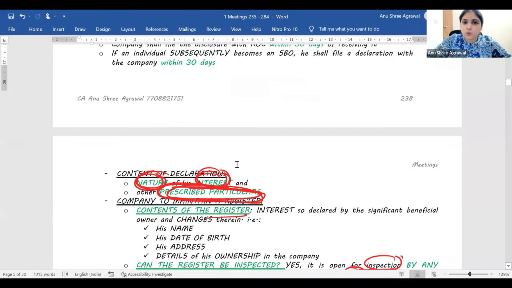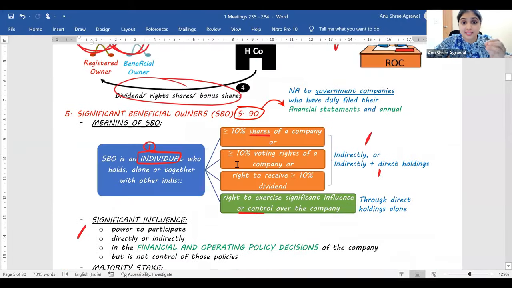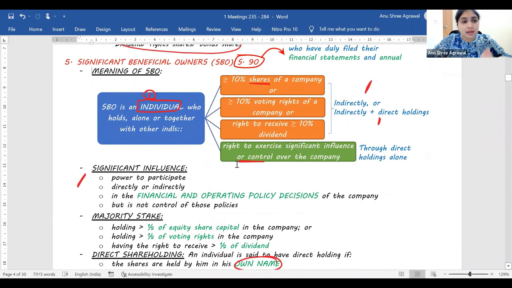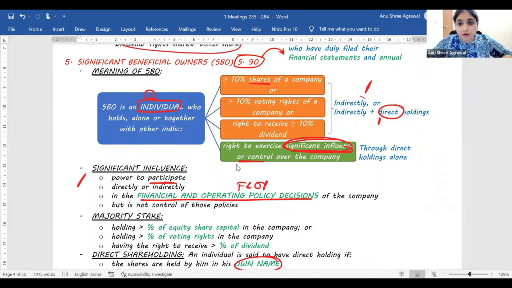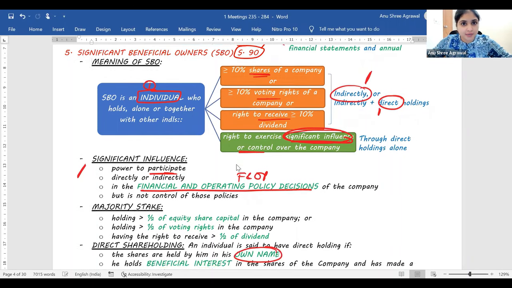So SBO, who is an SBO? He's first of all an individual who has at least 10% shares, or at least 10% voting rights, or has a right to receive at least 10% dividend in the company, directly or indirectly, or he has significant influence or control over the company. Significant influence means the right to participate in financial and operating policy decisions of the company, FNOP. Directly means either in my own name or as beneficial owner. Indirectly means through a company. I have a majority stake in a company, and that company is having shares, voting rights and dividend in the company.